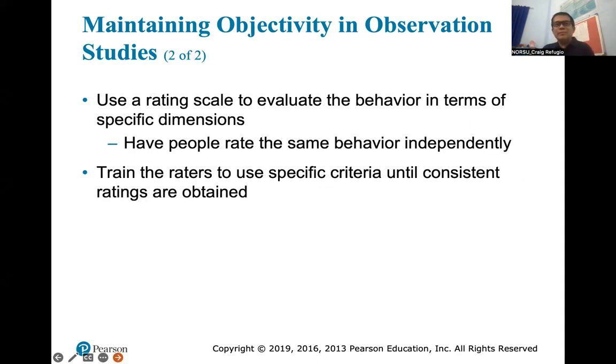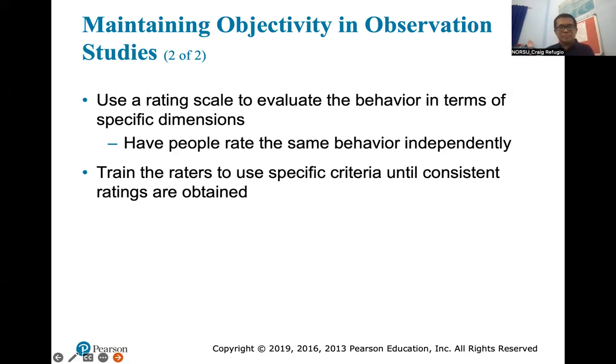Next is using a rating scale to evaluate the behavior in terms of specific dimensions. With a rating scale, you can have frequently observed, then moderately observed, slightly observed, then not observed at all. That's an example of a rating scale. Or maybe you can have excellent behavior, very good behavior, good behavior, then moderately good behavior, fair behavior, or maybe a poor behavior or a bad behavior. But when you use a rating scale, be sure that you have a specific definition of each of the scale. So when you have excellent down to poor, you have to define what is an excellent behavior, what is a very good behavior, what is a good behavior, what is a fair behavior, and what is a poor behavior.